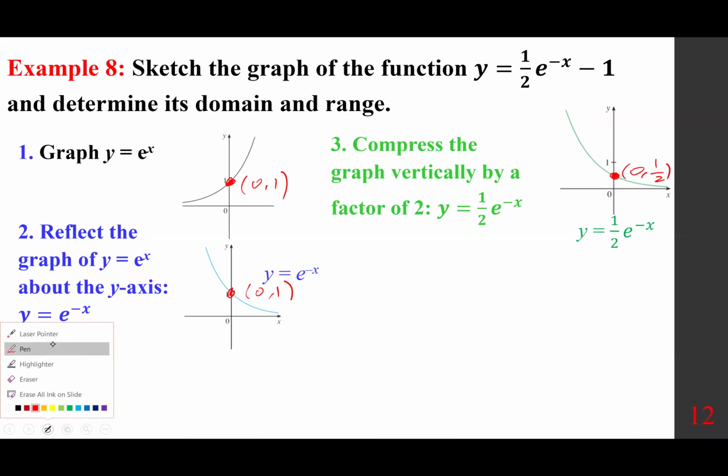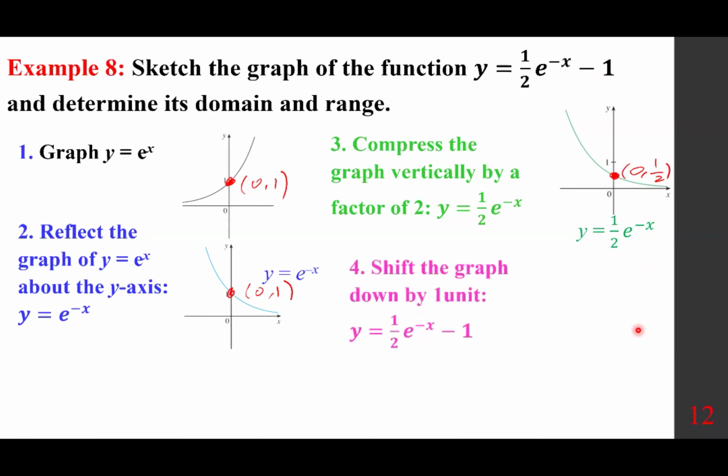Finally, we're going to use the -1. That means bring this down, shifted down by 1 unit. So we're going to bring this down by 1. And when we do that, first of all, 0, 1/2 becomes 0, negative 1/2.